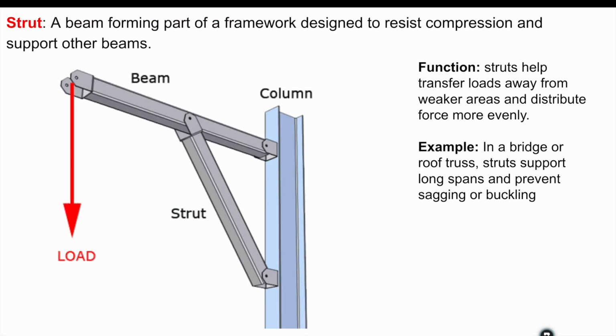We have struts. A strut is a beam forming part of a framework designed to resist compression and support other beams. So you can see the strut here. We have a beam, it's attached to a column, and it's supporting this beam. Struts help transfer loads away from the weaker areas and distribute force more evenly. In a bridge or a roof truss, struts support long spans and prevent sagging or buckling. And essentially what you're seeing here is struts form triangles. And remember that triangles are quite hard to deform as opposed to right angles or squares.